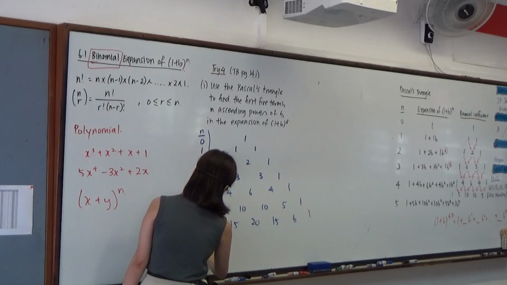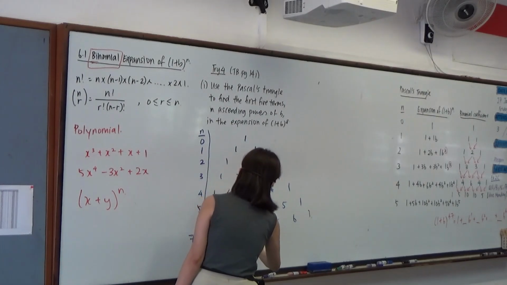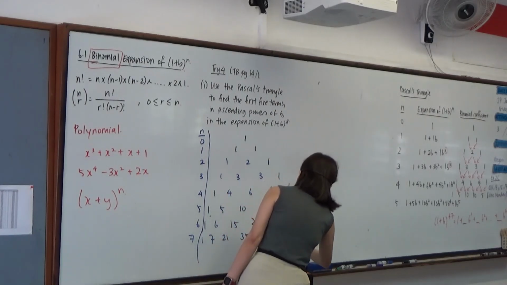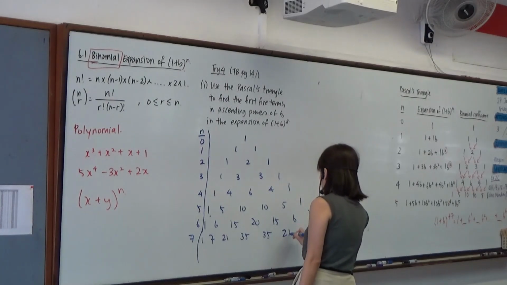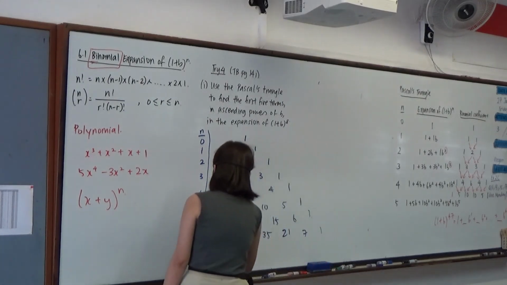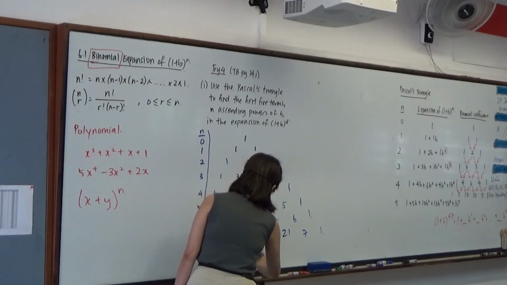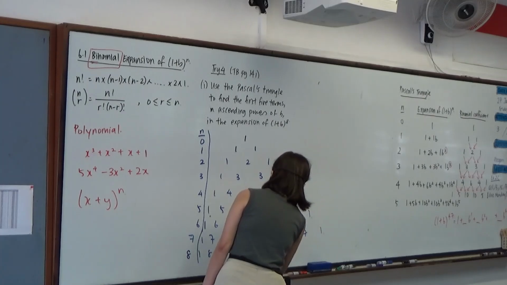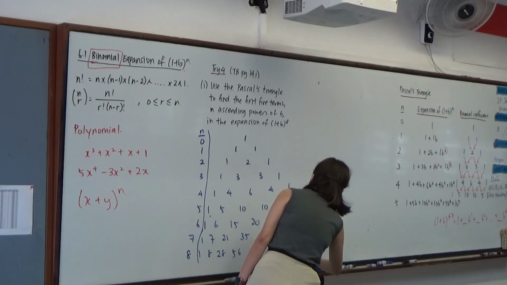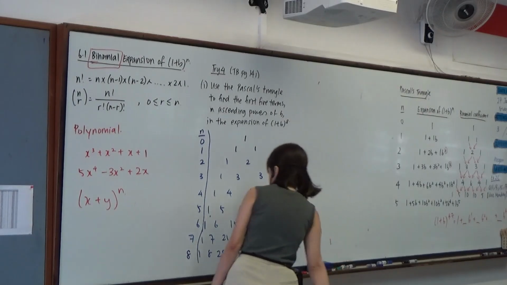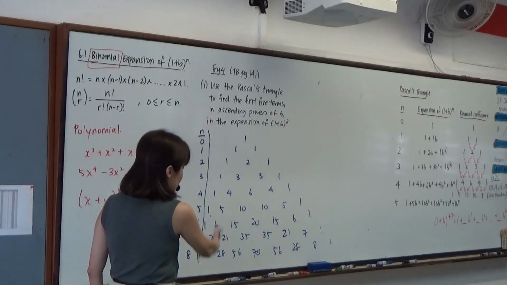7 will be 1, 7, 21, 35, 35, 21, 7, 1, and 8 will be 1, 8, 28, 56, 70, 56, 28, 8 and 1. Yes. So if you want to do a Pascal's triangle, you really have to come out with this.